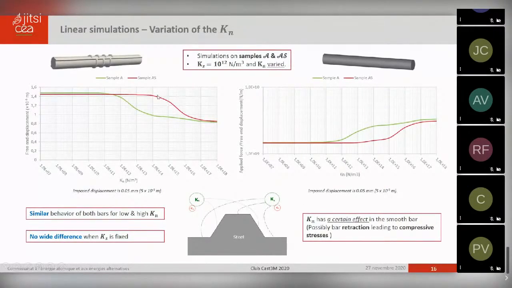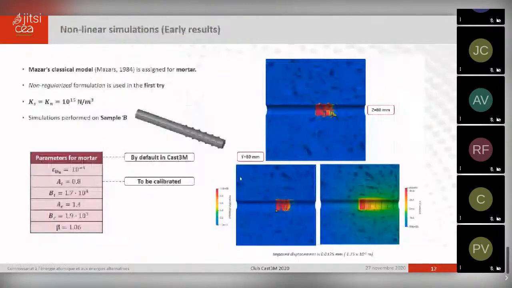But an interesting thing to view is that Kn has a certain effect on the smooth bar. As you see, the Ks again gains some strength with the increase of Kn, although it contains technically no ribs at all. So that possibly can be due to the retraction leading to compressive stresses, but this will be studied more deeply in the future, especially using different values of Ks to check the effect in general.